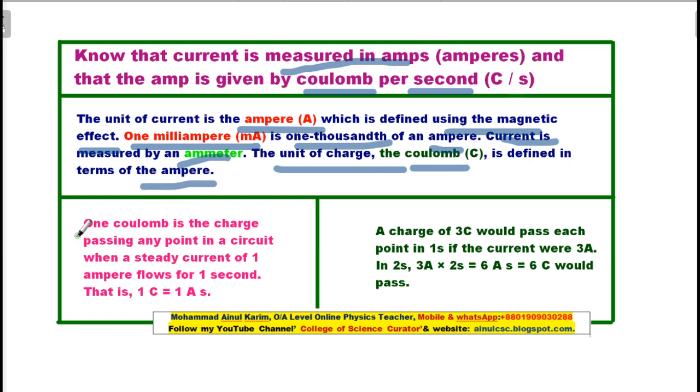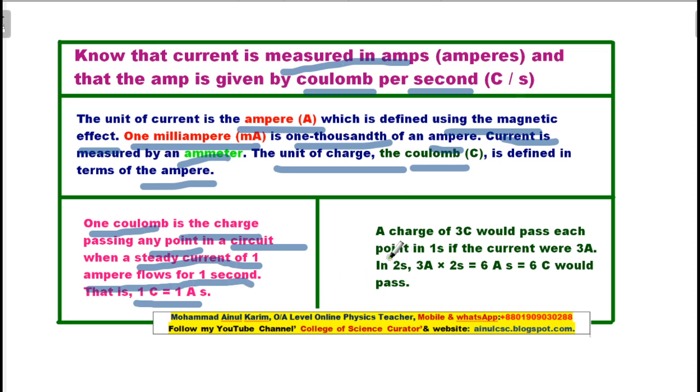So there is 1 coulomb. What is the meaning of 1 coulomb? 1 coulomb is the charge passing any point in the circuit when a steady current of 1 ampere flows for 1 second. That's called 1 coulomb. 1 coulomb is equal to 1 ampere second.